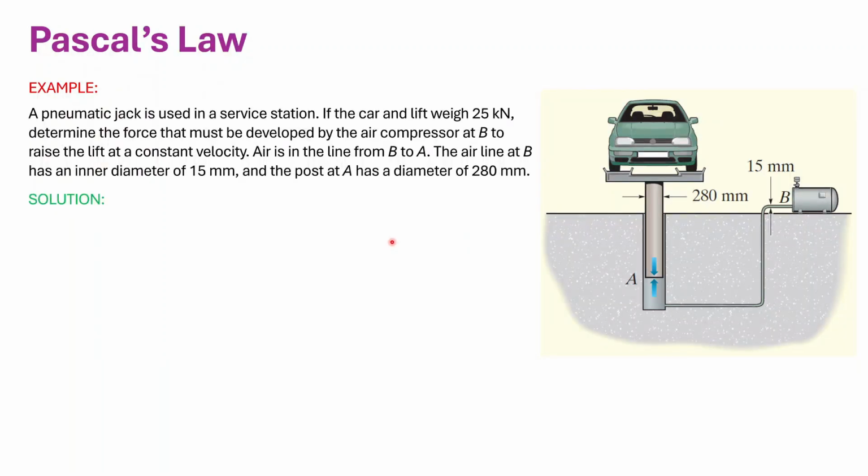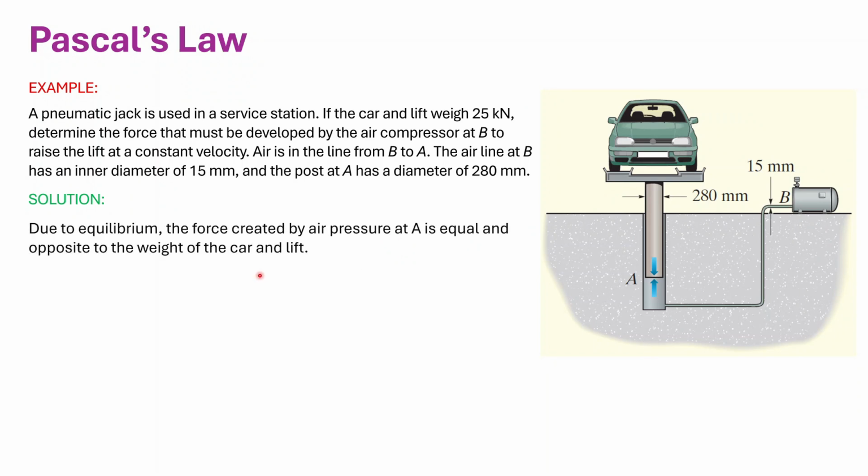Okay, let's see how we can solve this question. So due to equilibrium, the force created by air pressure at A is equal and opposite to the weight of the car and lift. So we have two pressures here, pressure created by air and then pressure due to the weight of this car and this post, and they have to be equal.